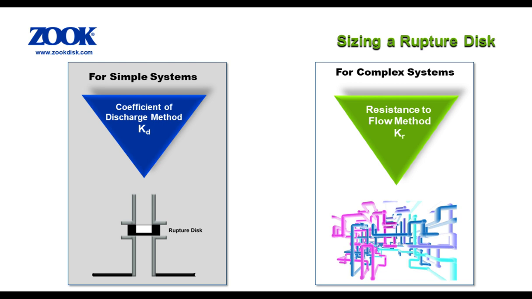Rupture disk devices are accepted by various national and international codes as a means of protecting a pressure vessel against overpressure. These codes all provide guidance on generally accepted formulas and approaches. Proper sizing of a rupture disk device is as critical as selecting a proper disk design.